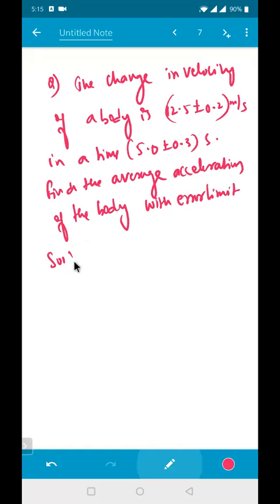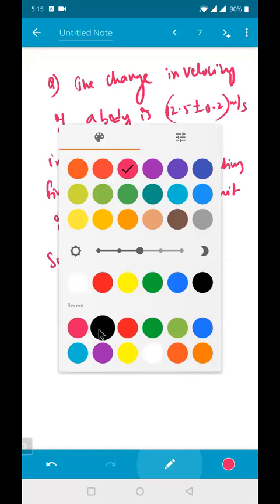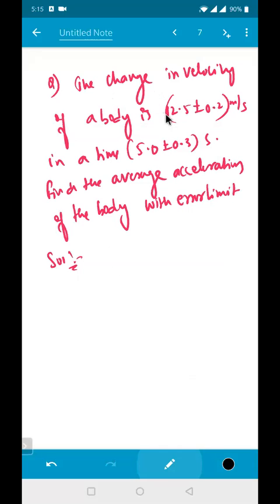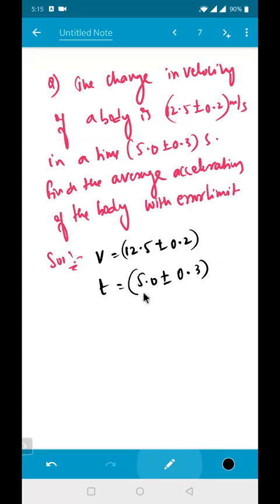Come on, see how fast you can do it, or take 30 seconds and try to do the question. Change in velocity of the body is given as 12.5 plus or minus 0.2 meter per second, in a time 5.0 plus or minus 0.3 seconds. So what is the acceleration? First, 12.5 divided by 5.0, so it is 2.5 meter per second squared.